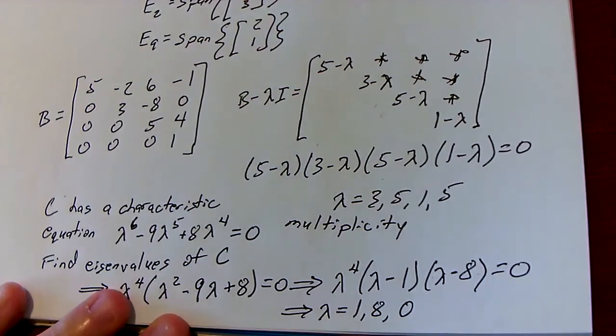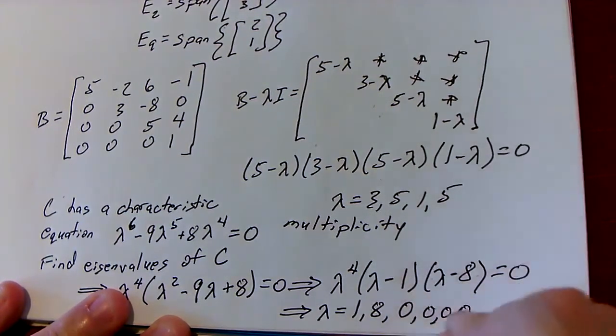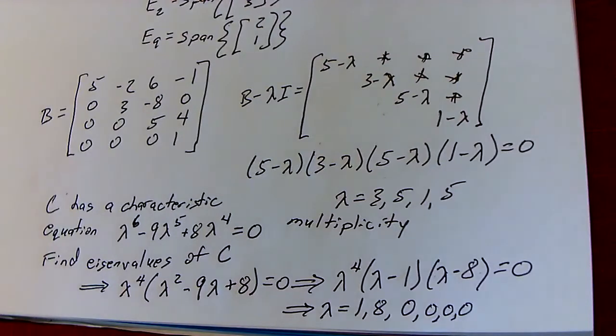Okay? But if I need them according to the multiplicities, this is lambda to the 4th. So if it's lambda to the 4th, I'm going to actually have 0 four times according to the multiplicities. So be mindful of that criteria.